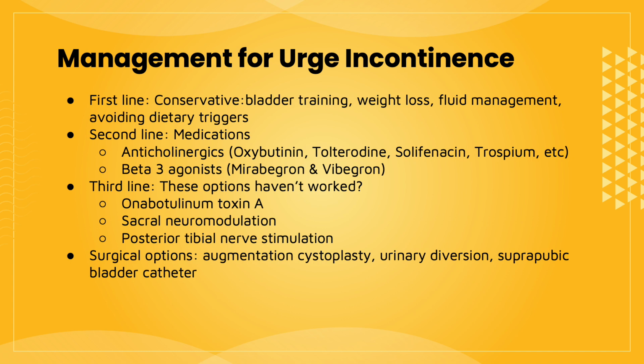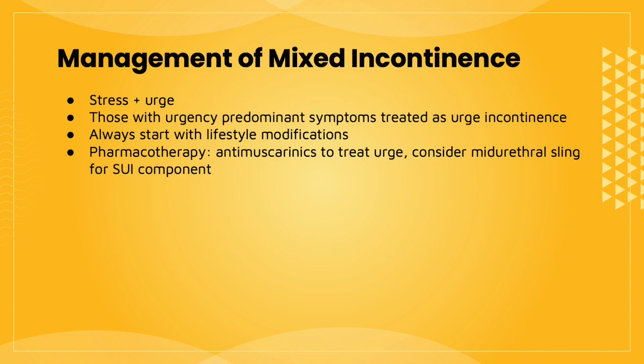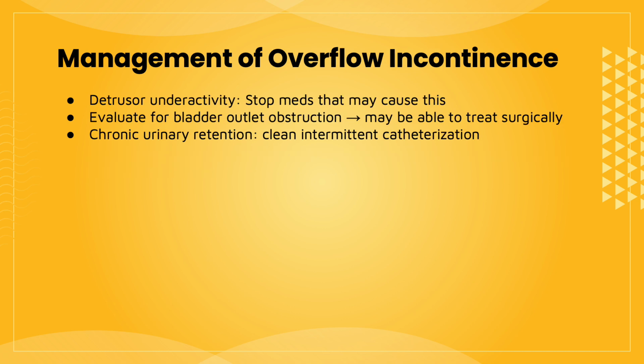Third-line therapies include procedures such as intravesical Botox injection, which acts as a partial paralytic, sacral neuromodulation, or posterior tibial nerve stimulation. If these fail, then surgical options should be considered, such as augmentation cystoplasty, urinary diversion, or suprapubic bladder catheter. Mixed incontinence can be treated the same as urge incontinence with anticholinergics and beta-3 agonists. If this does not work, consider a midurethral sling to target the stress incontinence aspect.